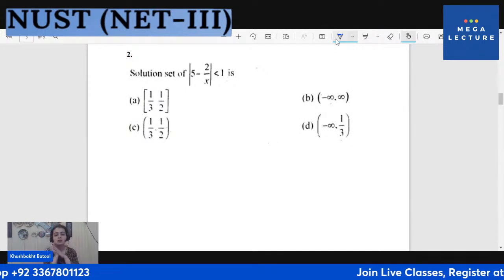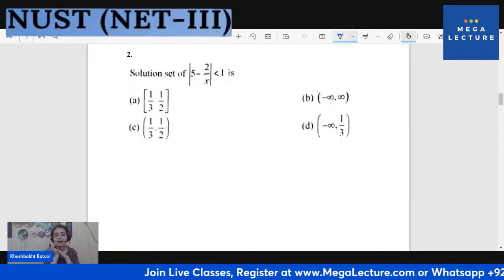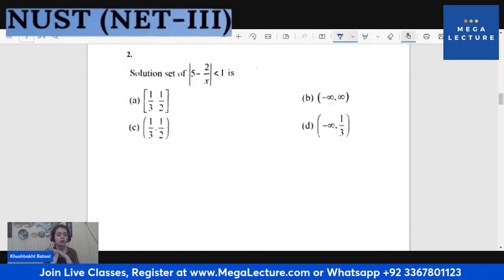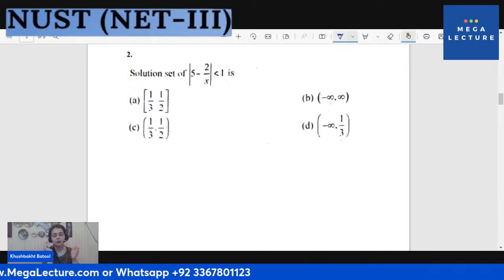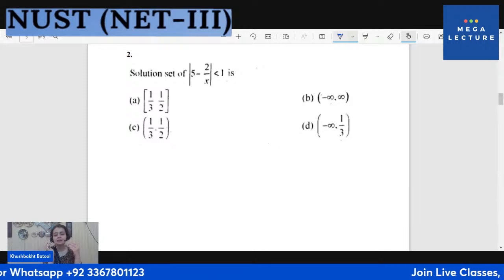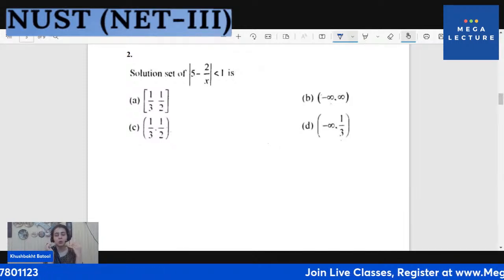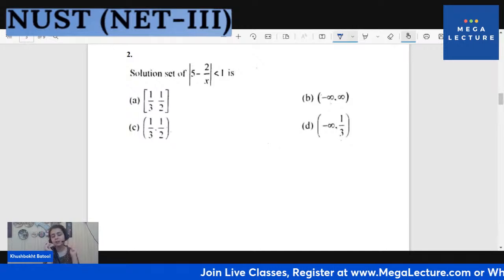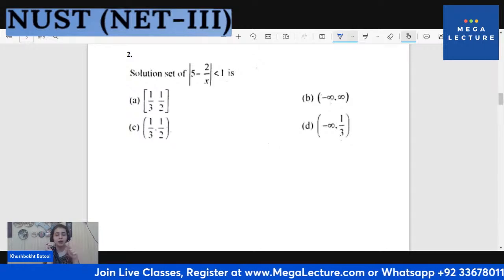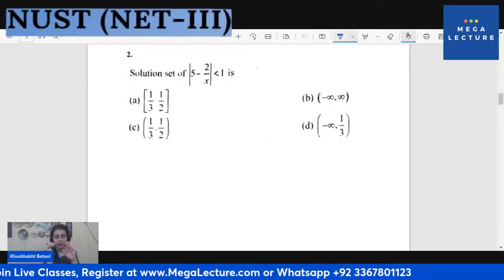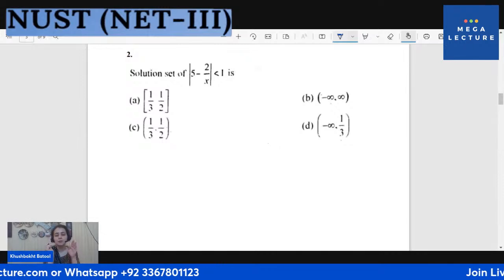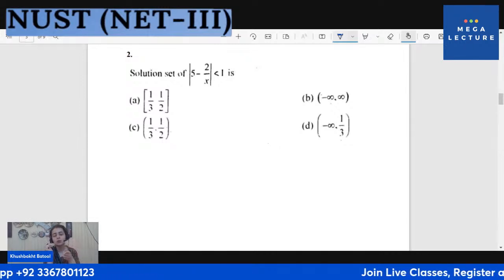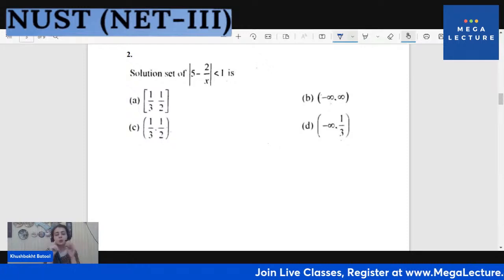Solution set of |5 - 2/x| < 1. Again, you cannot see a square anywhere, but still this question is from the 20th chapter that has questions from the topic quadratic inequalities. Where is the quadratic part? The quadratic part is not there right now. The quadratic part would come once you convert this modular inequality to a quadratic inequality by squaring both sides.